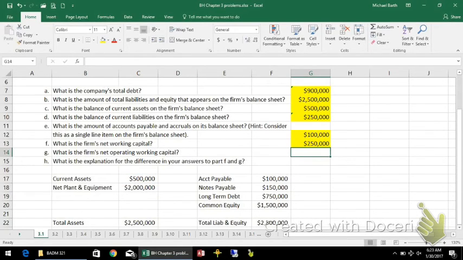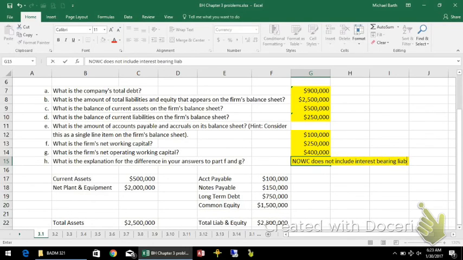What is the firm's net operating working capital? The definition of net operating working capital is current assets minus non-interest-bearing current liabilities. The only one of those is accounts payable. What's the explanation for your difference between F and G? Operating working capital does not include interest-bearing liabilities. And all of that is just definitions they give in the first two parts of that chapter.